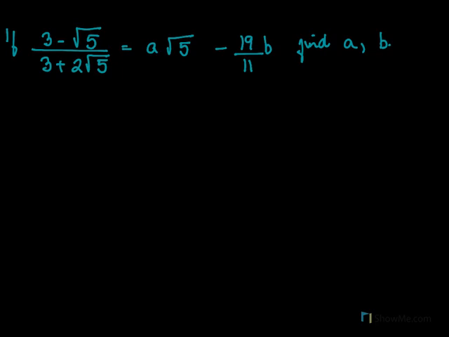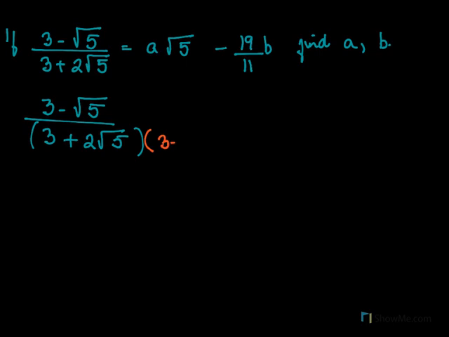If 3 minus under root 5 over 3 plus 2 under root 5 equal to a under root 5 minus 19 over 11b, find a and b. So here we will take 3 minus under root 5 over 3 plus 2 under root 5. A plus b, conjugate a minus b. Numerator a minus b. Whatever you do to the denominator, you need to do to the numerator.